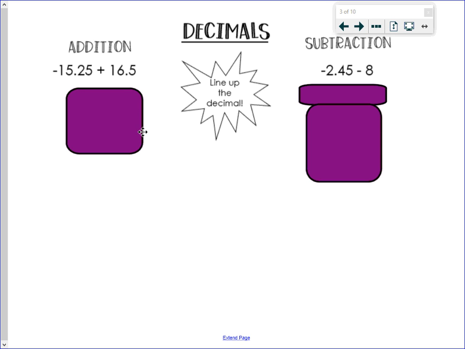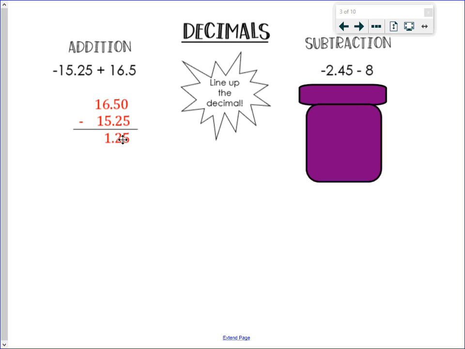Addition, make sure that you line up the decimal. Since the signs are different, we're going to subtract these two. So we're going to subtract them, and then we know our answer is going to be positive because the 16.5 is bigger than the negative 15.25. So we subtract them, and our final answer is going to be a positive 1.25. So don't forget that they're different signs, so we're going to be subtracting these. And then we're going to keep the sign of the original one that had a higher absolute value. And in this case, it's 16.5.